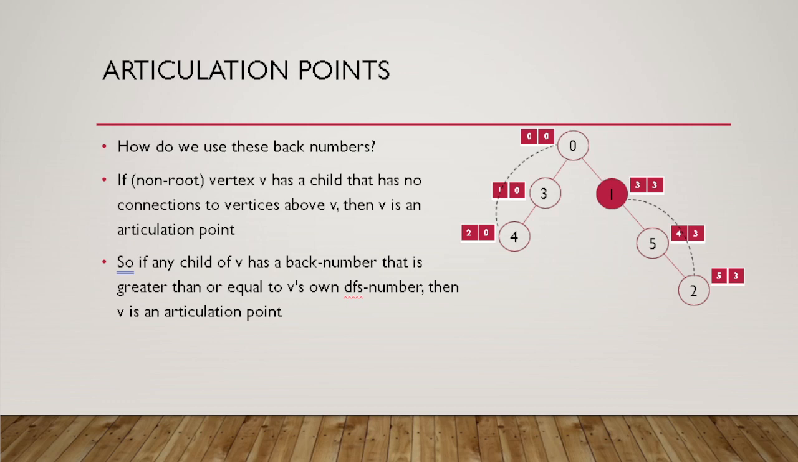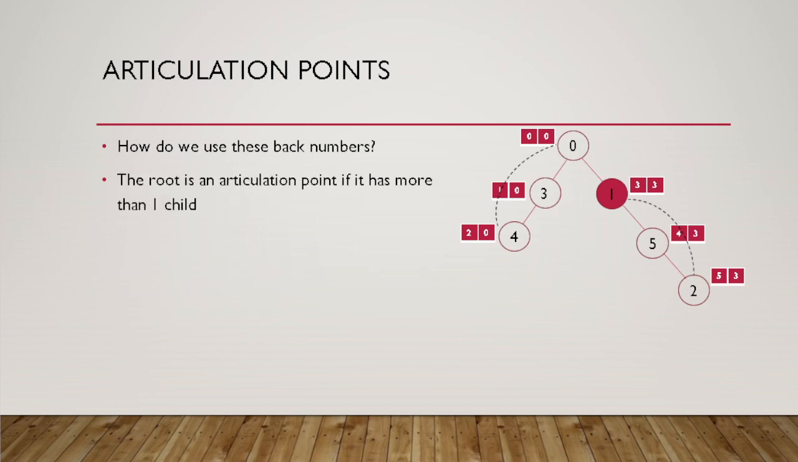Okay, now, the special case we talked about earlier is the root. The root is an articulation point if it has more than one child. So that's a pretty straightforward thing. In this case, is the root an articulation point? Yes, it has two children. So that means 0 is also an articulation point. So we end up with two articulation points in this graph, 0 and 1.